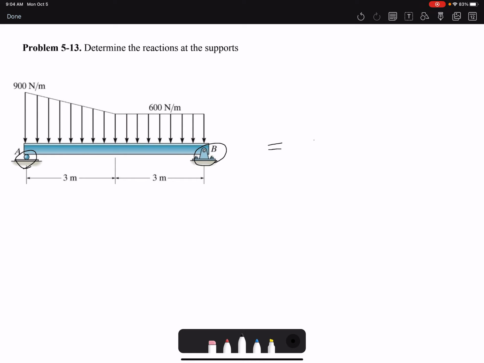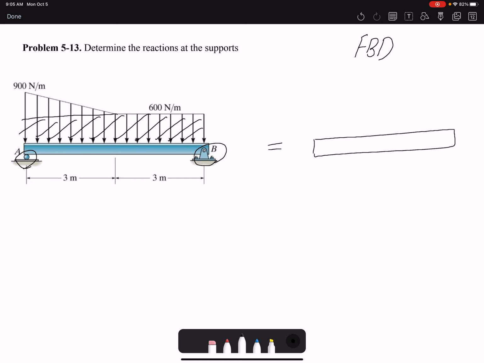So first we're going to find the distributed loading. I'm going to combine finding the distributed loading and drawing my free body diagram. So if this is my free body diagram, I have two distributed loading. You can divide the distributed loading in any way you want to find the resultant force. I'm going to divide it into a rectangle, this rectangle, and then also this triangle. That makes it easier for me to find the resultant force.